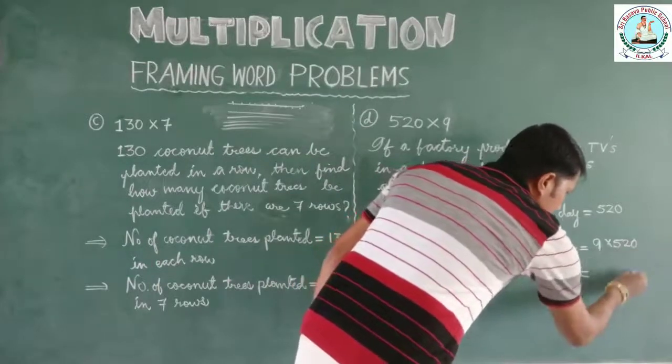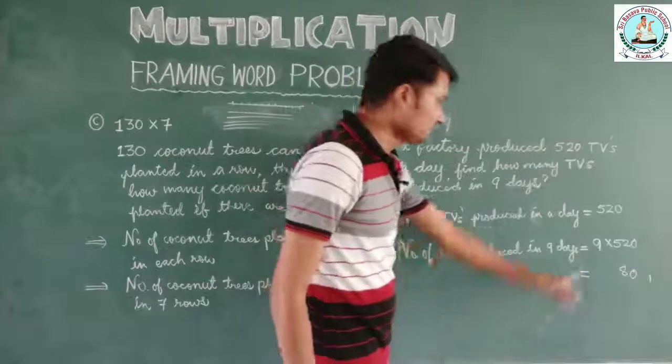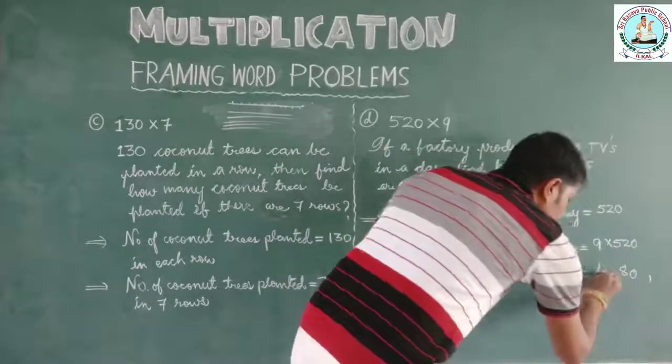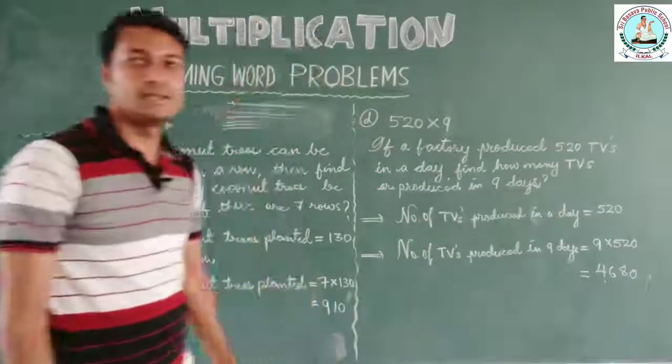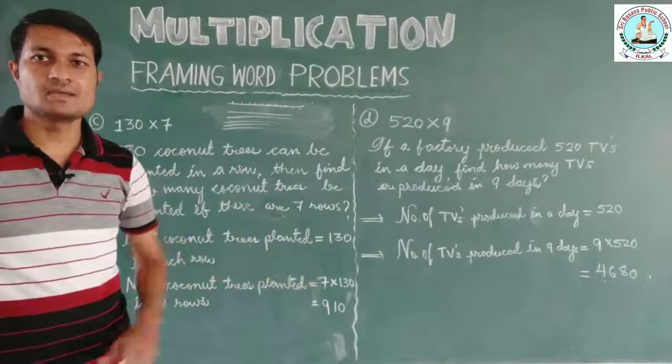9 times 0, 0. 9 times 2 is 18, 1 carry. Then 9 times 5 will be 45 plus 1, it is 46. So 4680 TVs are manufactured by that company in 9 days.